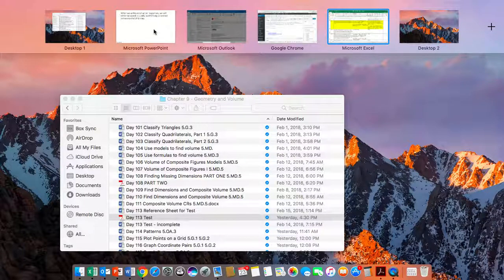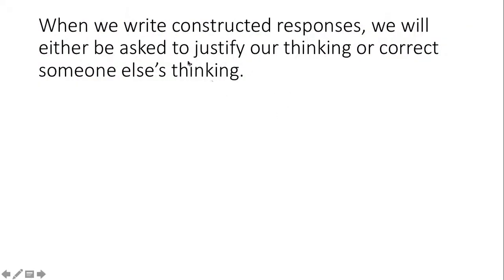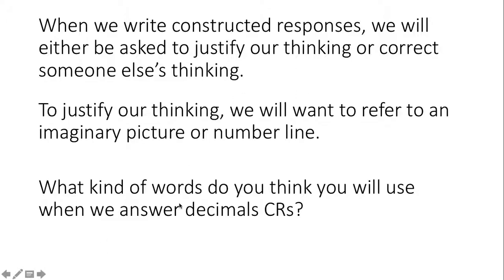So this is a little bit more tricky than the whole numbers one. We're going to kind of do 2 cycles. First, when we justify our thinking, to justify our thinking, we want to refer to an imaginary picture or number line. And we still want to hear that big idea when we're talking about our picture or our number line.